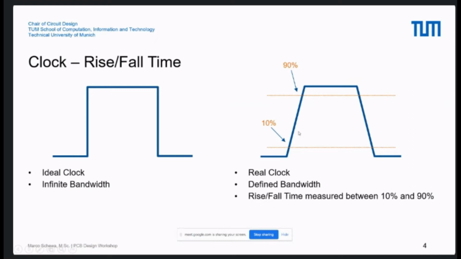And we also have a rise time here and a fall time. The rise time is defined from 10% to 90%, and also the fall time. In some books, they also define it from 20 to 80%. So if you are reading the theory, it's very important to see first how they define the rise and fall time.